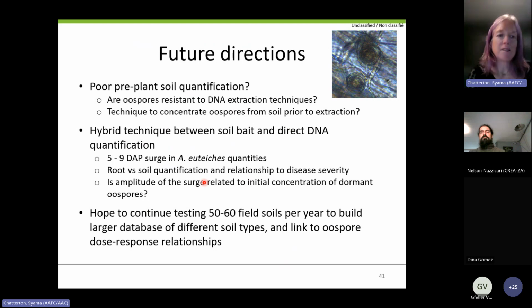And so what we're proposing is this hybrid technique between a soil bait and direct DNA quantification based on this 5 to 9 days after planting surge that we see in Aphanomyces quantification. But the big question is, is that amplitude of the surge related to the initial concentration of dormant oospores? And so we're trying to do some modeling to figure that out, and then hope to continue testing 50 to 60 fields per year over the next couple of years to build a larger database, because models work better with the more data that you have in them.